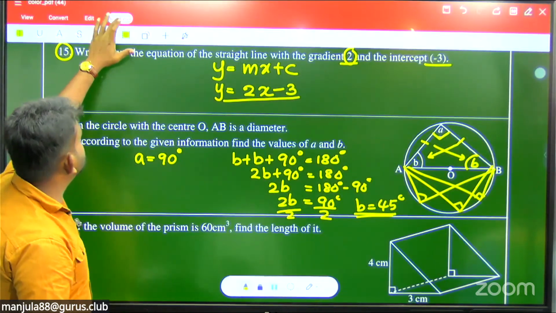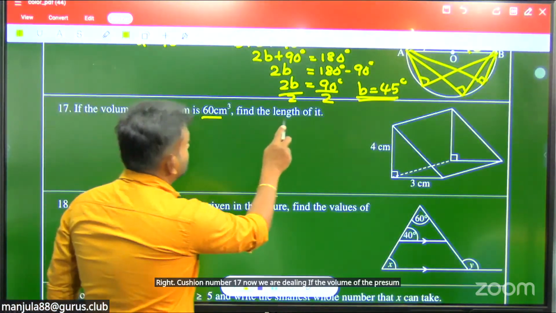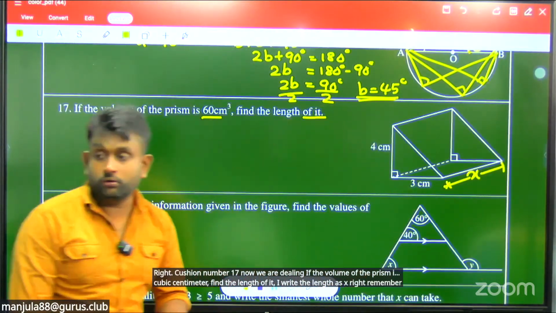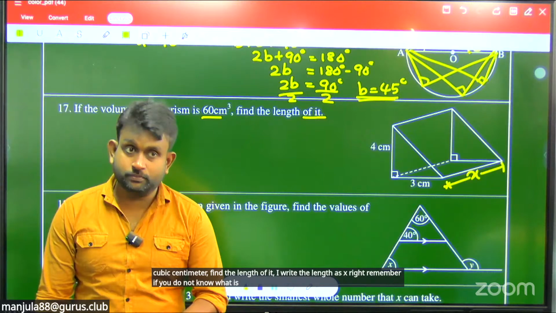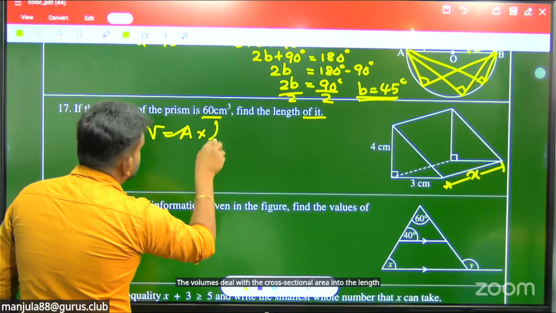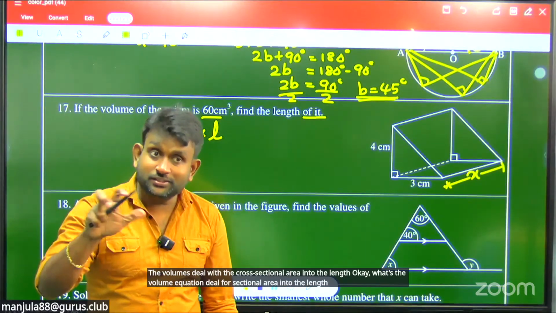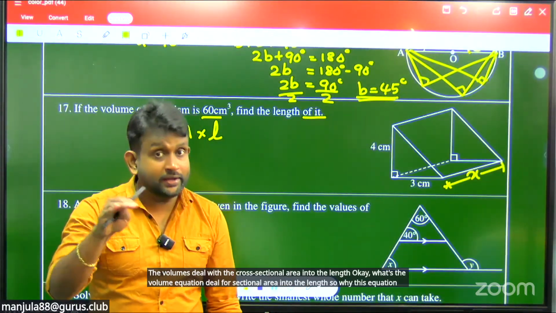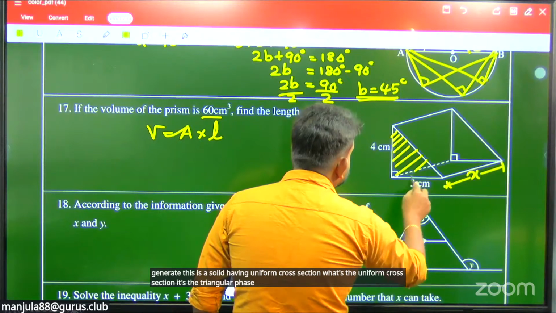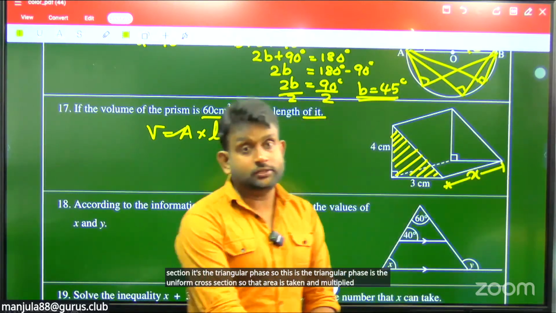Question number 17. If the volume of the prism is 60 cubic centimeters, find the length of it. I write the length as x. Remember, the volume of a prism is the cross-sectional area times the length. Why does this equation work? This is a solid having a uniform cross-section, which is the triangular face. So that area is taken and multiplied by the length.